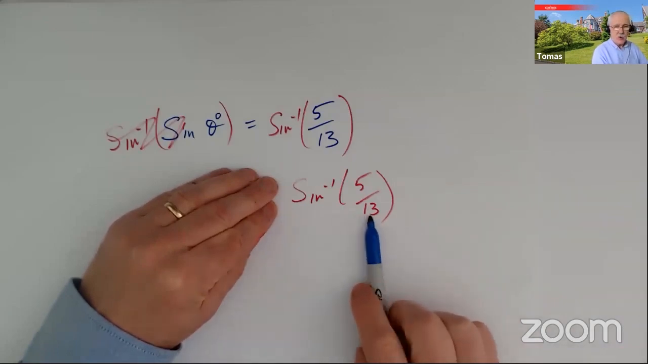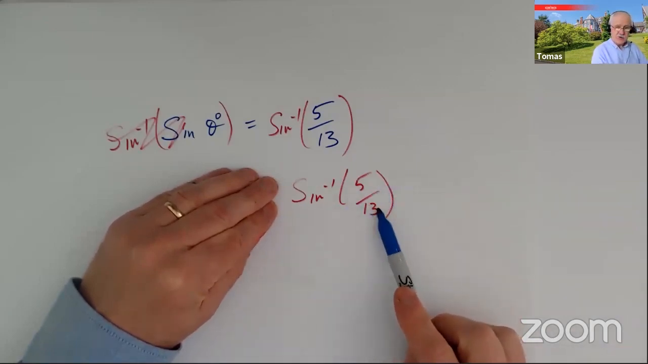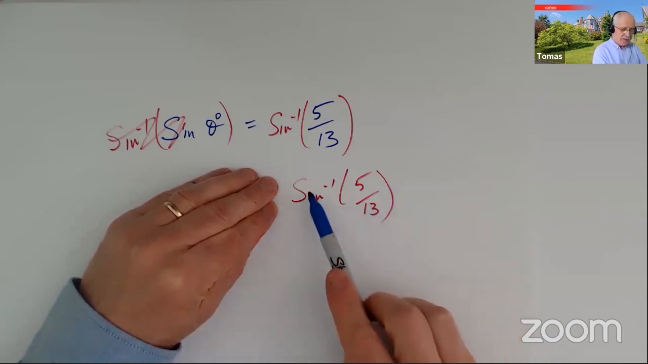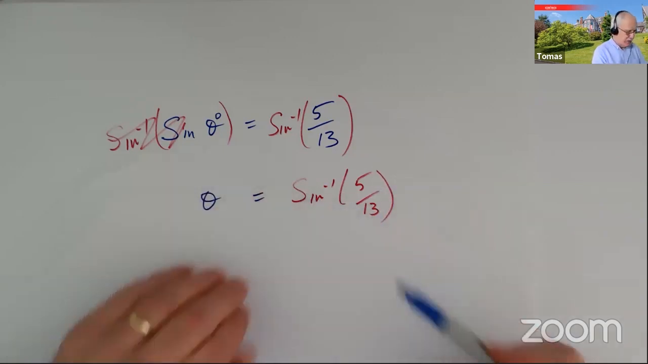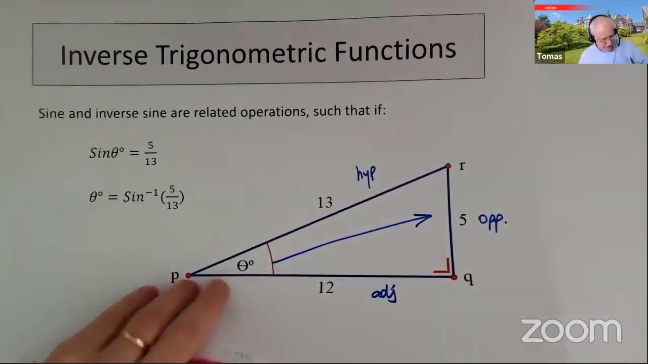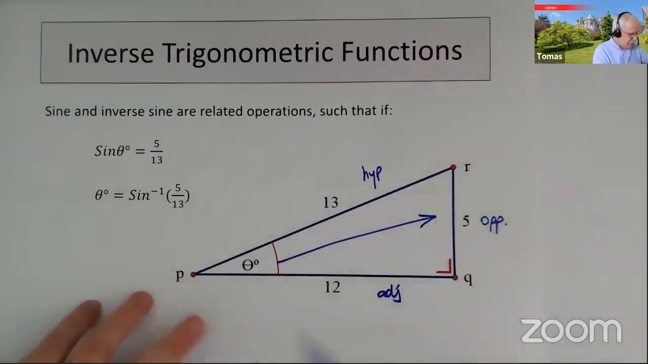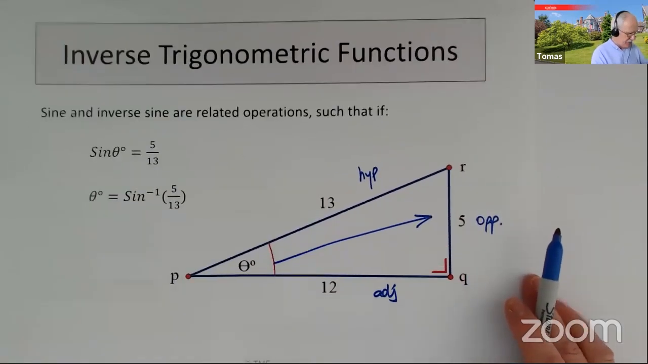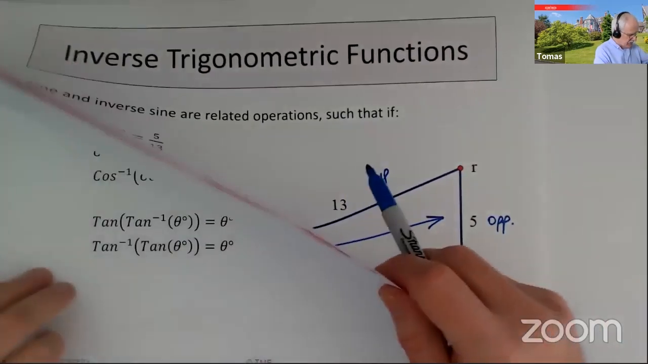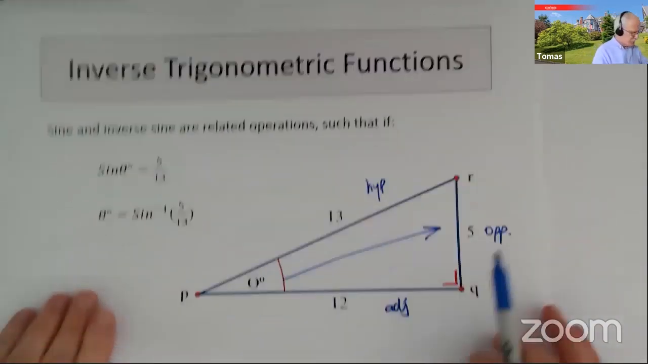There's no x, there's no y. That's just a calculator. So I do 5 over 13 on my calculator and then hit inverse sine. And with that, I get an answer. And the answer turns out to be, well, let's see. It comes up on the next page. I think it's something like 22 degrees. But it can be done on the calculator in that way. Yeah, 22.62 degrees.